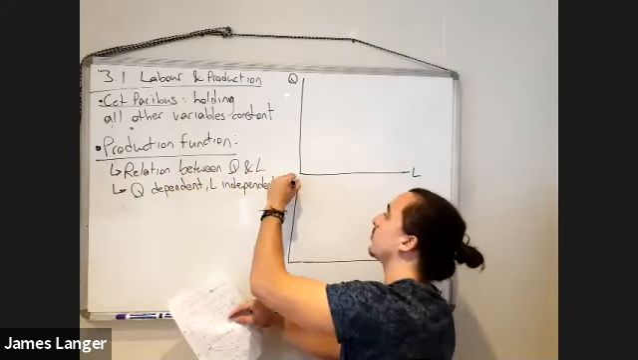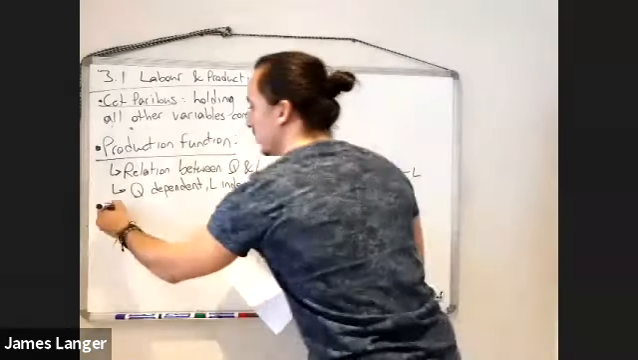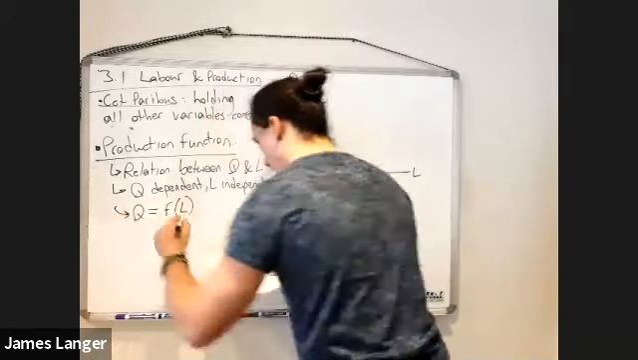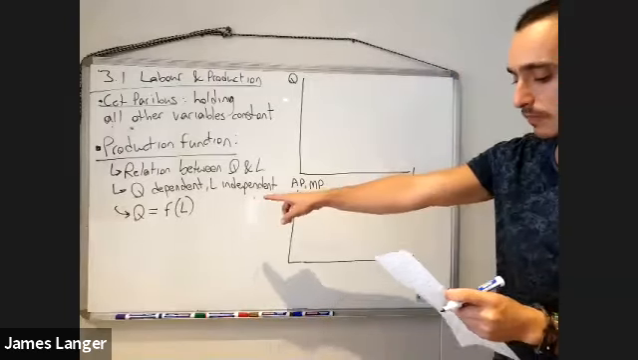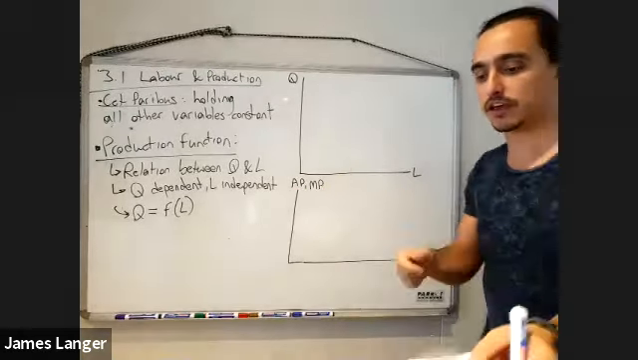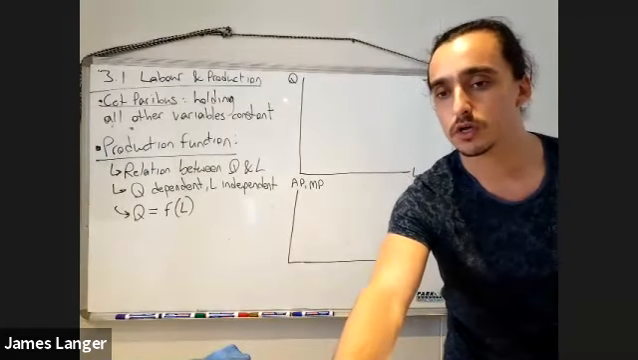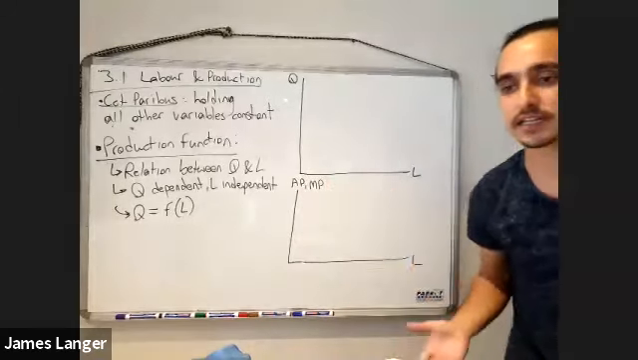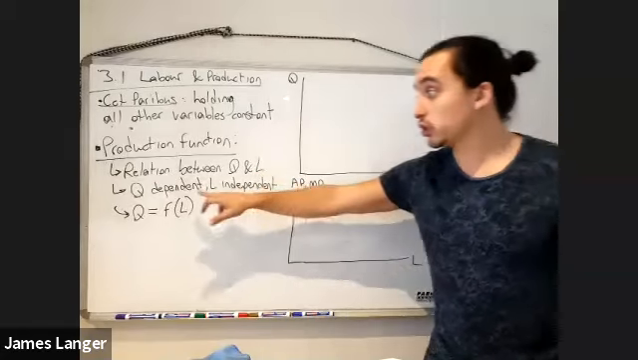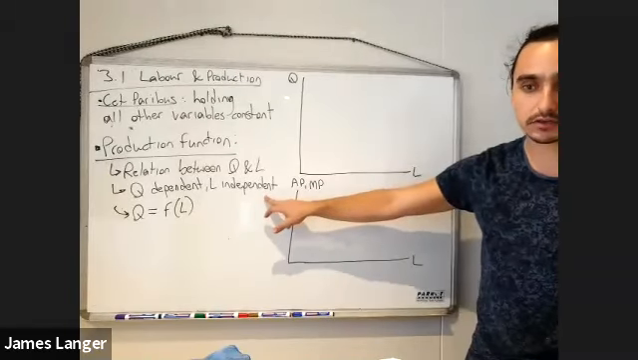Okay, so we've got Q and we've got L, where essentially what we're trying to say is Q, output, is a function of labor. Does everyone understand what I've written on the board? Give me a thumbs up if we get what's going on here. Otherwise, just ask me a question or ask me to go back if you need me to. So again, the production function shows a relationship between Q and L, and we say Q is a function of L. So Q is dependent and L is independent, right?